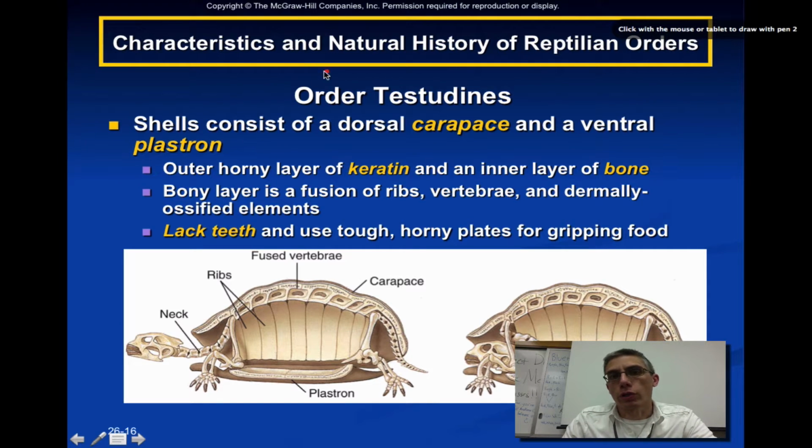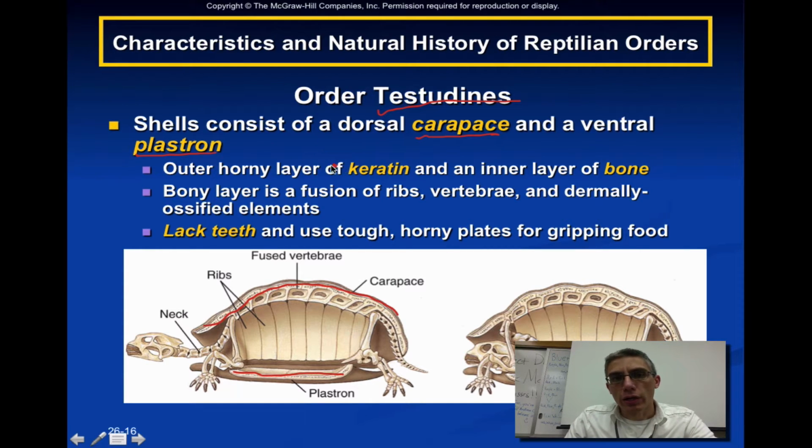And the first order that we're going to look at is an order by the name of Testudines. The Testudines are the ones that actually include the turtles and the tortoises. Now, just like the turtle that you're looking at in lab, the shell is going to consist of a dorsal carapace, and the carapace is going to be this area right through here, and it's going to consist also of a ventral plastron, and so the plastron is going to be that part of the shell that was already removed when you started working on your turtles.